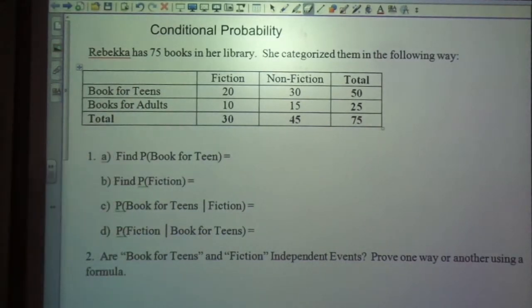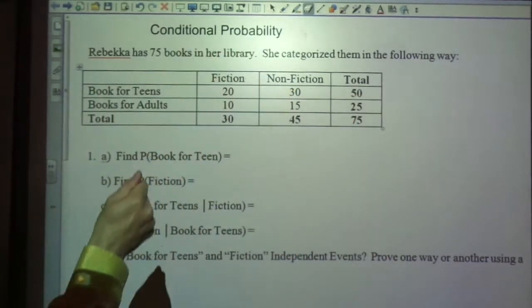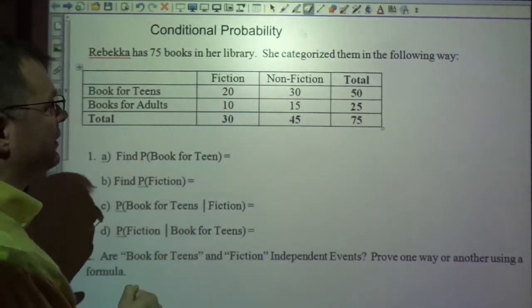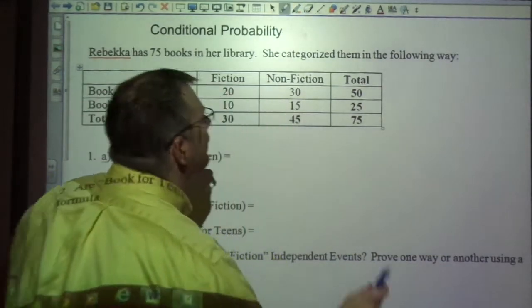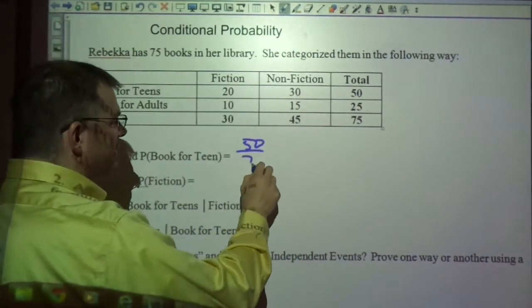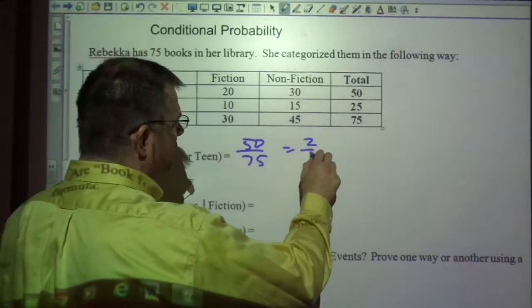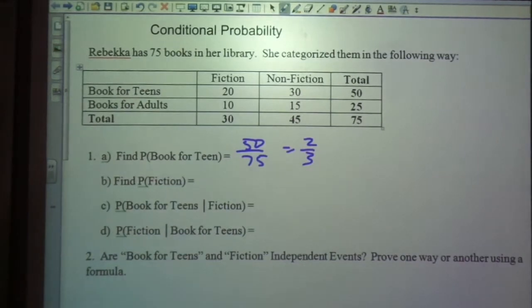The first question is asking, find the probability of finding a book for a teen. Out of all of her books, she's got 75 of them. If we were to just reach into this big pile of books, what's the probability that the book we pull out is a book for teens? How many books for teens are there? There are 50 total books for teens out of the 75. So this is our probability. We can reduce this to 2/3, but I'm okay with leaving that.